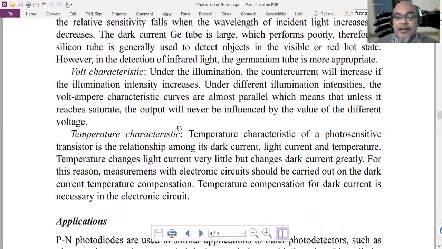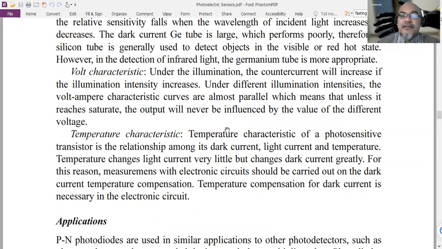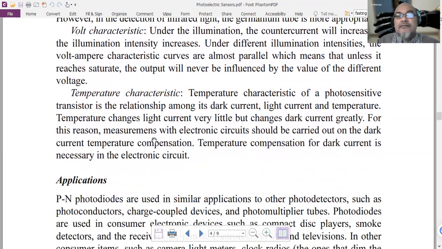We also have temperature characteristics, where usually the temperature, similar to the photodiode as well as the photoresistor, may induce leakage current, dark current. Temperature changes the light current very little, but changes the dark current greatly. Therefore, measurement with an electronic circuit should be carried out with temperature compensation for the dark current. It is always necessary to have temperature compensation for dark current.